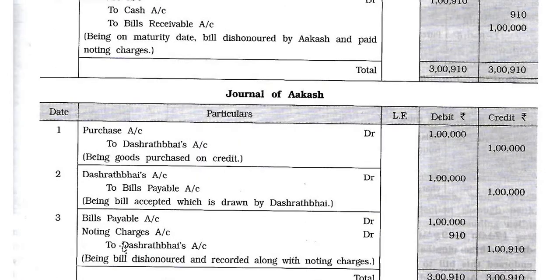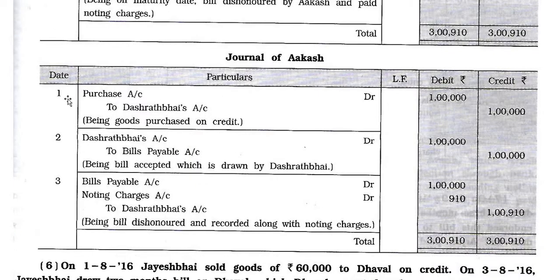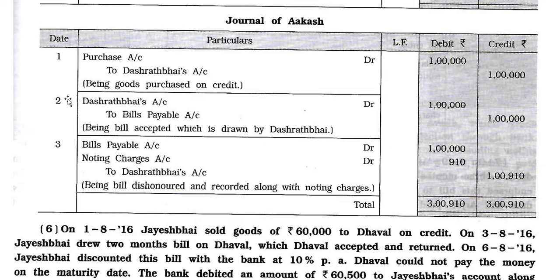Now the journal of Akash. First entry, here Akash purchased the goods from Dasrath Bhai. So purchase, then goods come into the business unit. So when purchase comes, it is debit. And here Dasrath Bhai is the giver. So Dasrath Bhai account credit. Personal rule, giver then credit. And purchase goods come into the business unit. So purchase account debit 1 lakh to Dasrath Bhai account 1 lakh. Being goods purchased on credit.